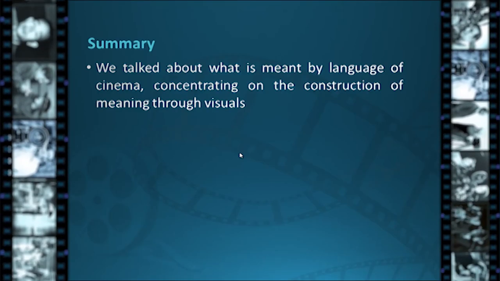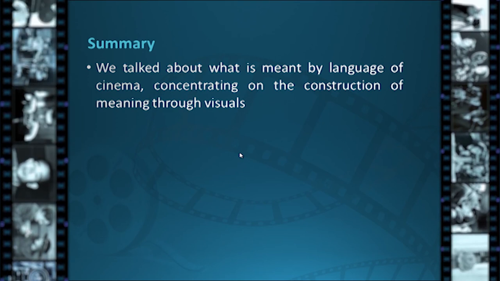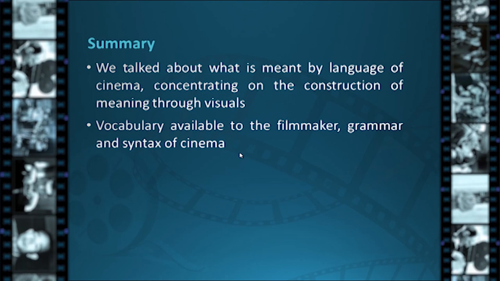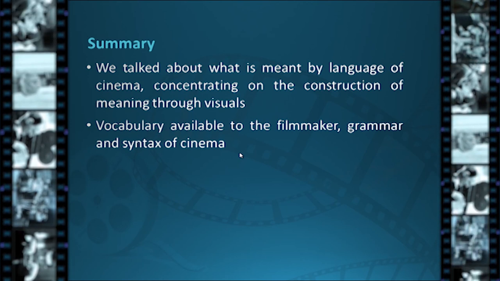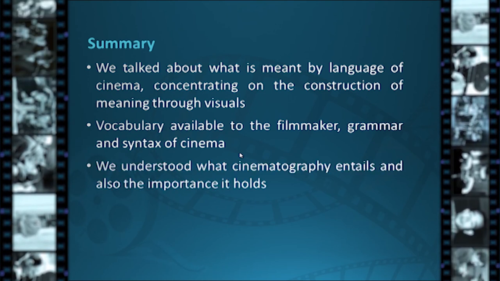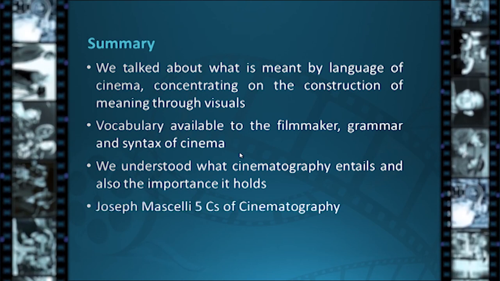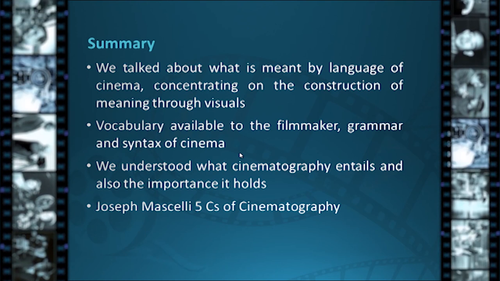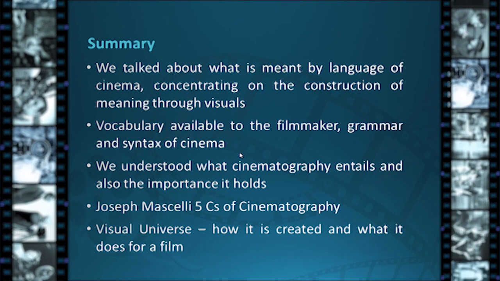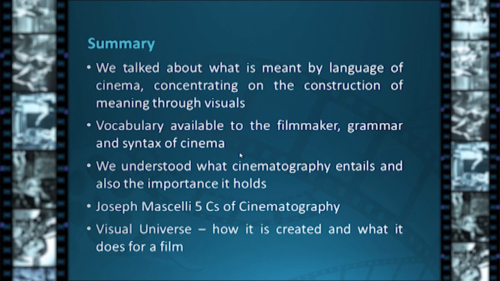Now, so this has been the lecture so far. I will now quickly tell you what all we've dealt with today in this particular lecture. So, we talked about the visual language of cinema, concentrating on the construction of meaning purely through visuals. We looked at the kind of vocabulary that is available to a filmmaker and the kind of grammar and syntax of cinema that is put to use. We understood what cinematography entails and also the kind of importance it holds in the film world. Most importantly, we also talked about the 5 C's of cinematography as described by Joseph Mascelli. And finally, we got a little idea about what the term visual universe is and how it is created and what it does for a film.